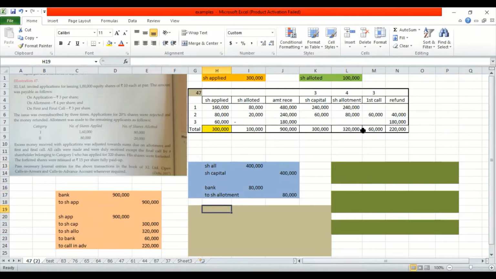Now let's move on to the first call. Let us make the first call due. Same thing, 1 lakh into 3. So first call debit to share capital, that is 1 lakh into 3.